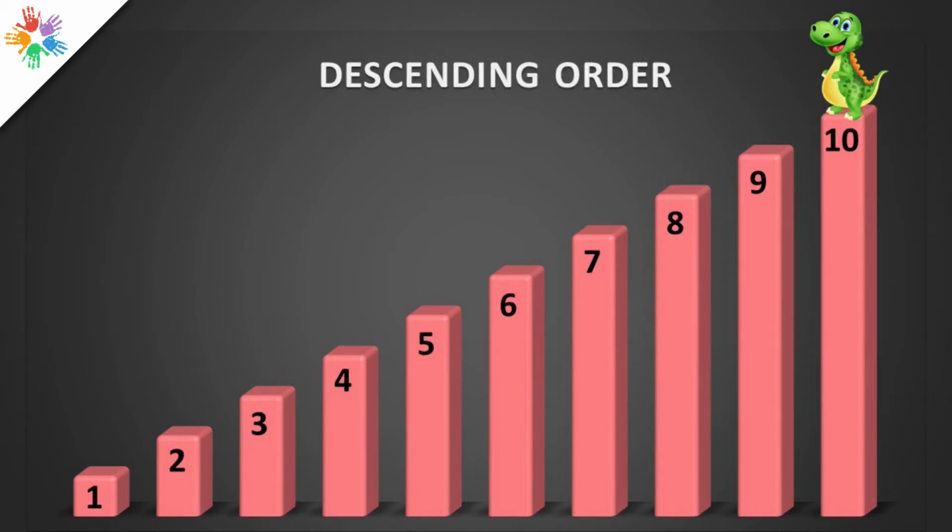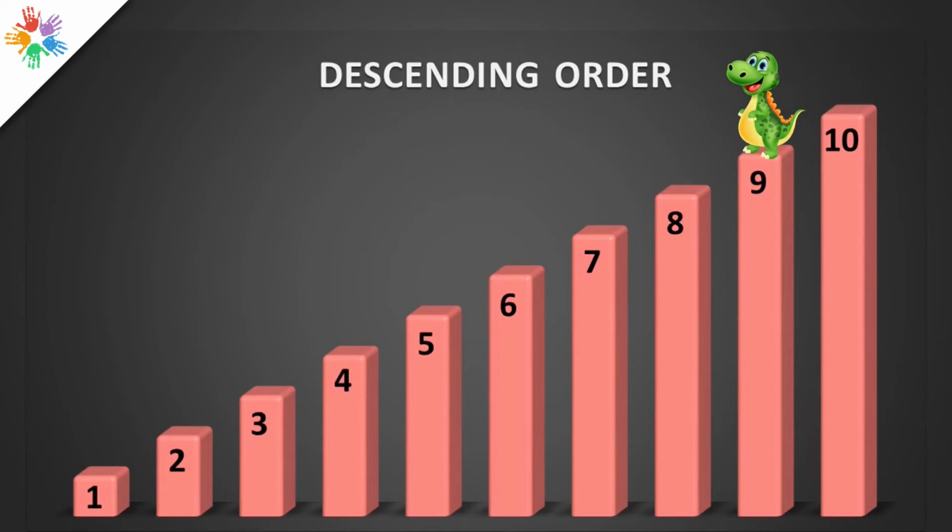Now let us see what is descending order. Arranging numbers from the biggest to the smallest is called descending order of numbers. Now Mr. Dino wants to come down. So he has to start from the biggest number 10 to the smallest number 1 to reach down.